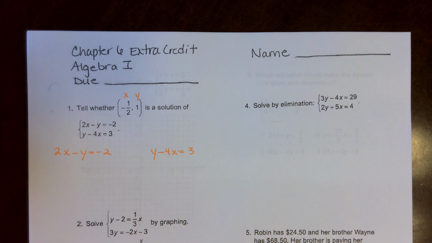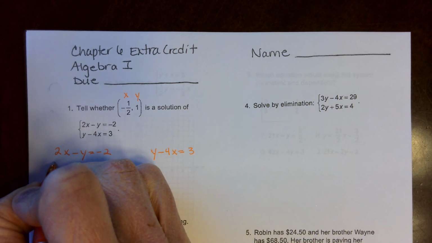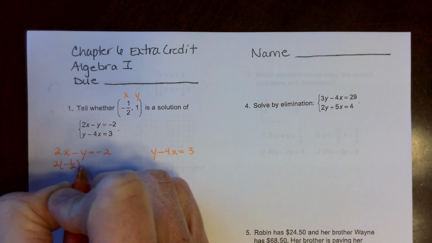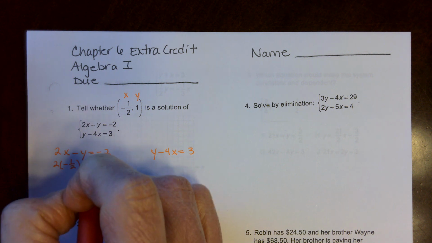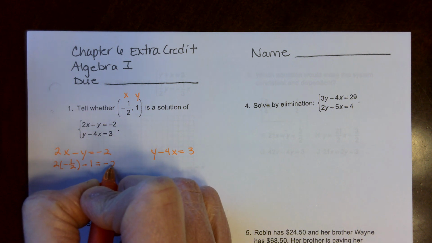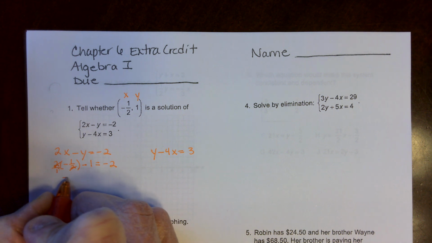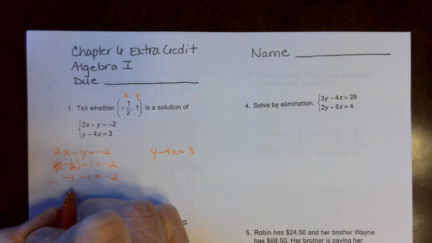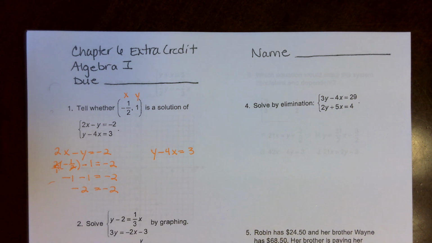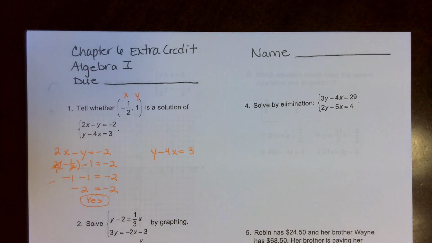You're going to get a number equals a number. Is it the same number or are they different? True or false? So here we go. 2 times negative 1/2 minus, make sure you put the parentheses in on that, otherwise you're going to end up subtracting that accidentally, equals negative 2. 2 times negative 1/2, the 2's cancel, right? Left with a negative 1. Minus 1 equals negative 2. Negative 1 minus negative 1, negative 2 equals negative 2. Yay! That is definitely a true statement. Negative 2 is definitely negative 2.